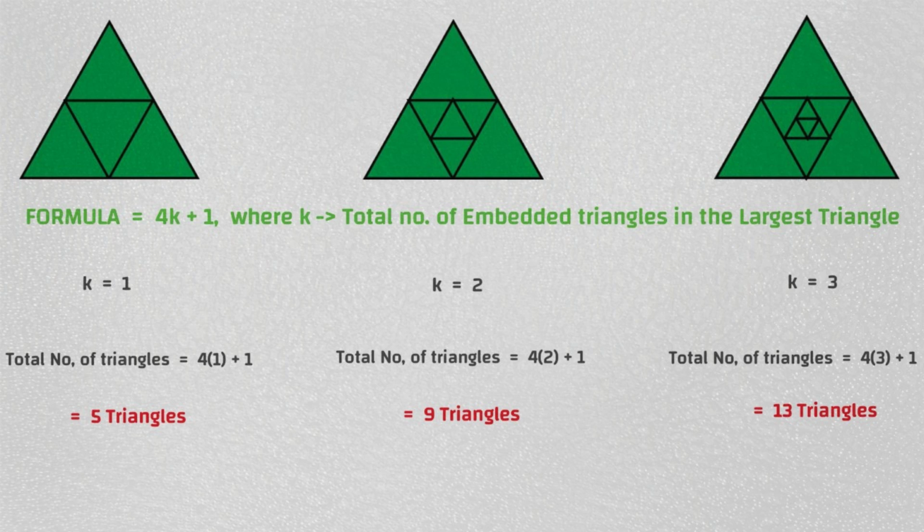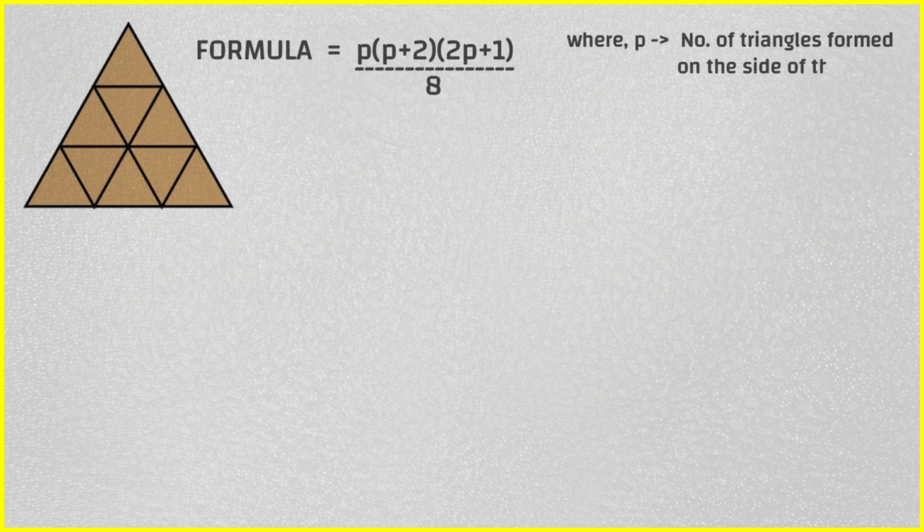Now, let's jump to the second last type of problem of today's video. Let's try to calculate the total number of triangles in this seemingly difficult figure. So, in order to calculate the total number of triangles in this type of figure, we use this formula: p into (p plus 2) into (2p plus 1), whole divided by 8, where p represents the total number of triangles formed on the sides of the largest triangle.